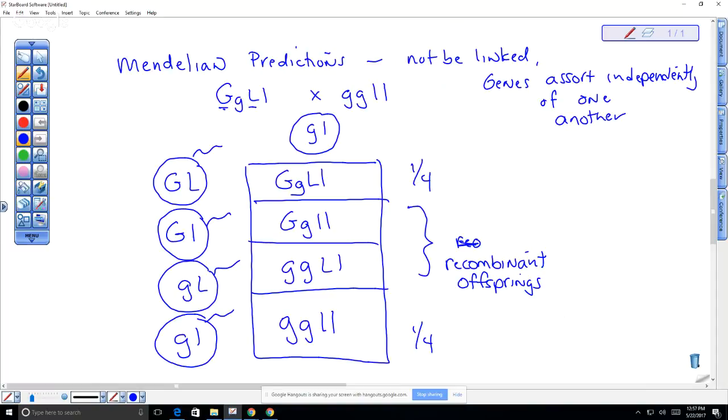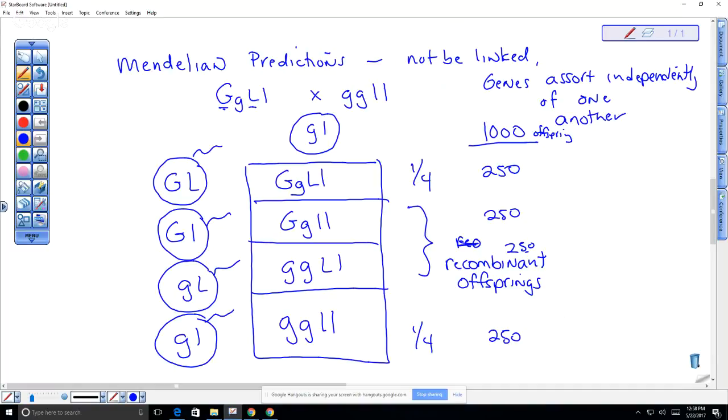So if I had 1,000 offspring from this cross, I would predict 250 would be this, 250 would be that, 250 would be that one, and 250 would be that one. So there'd be an equal probability, right? So half of them would be like the parents, the other half would be recombinant. Okay? So these were the predictions that Morgan was working with.